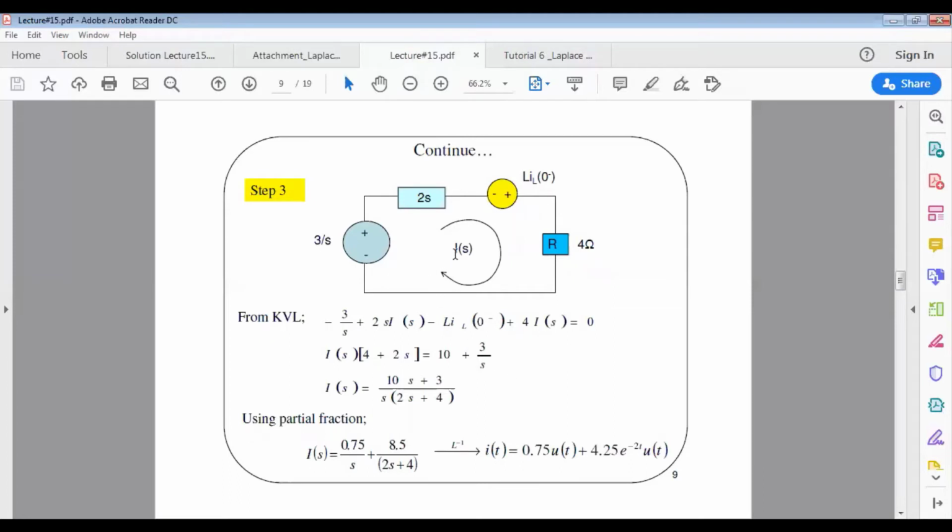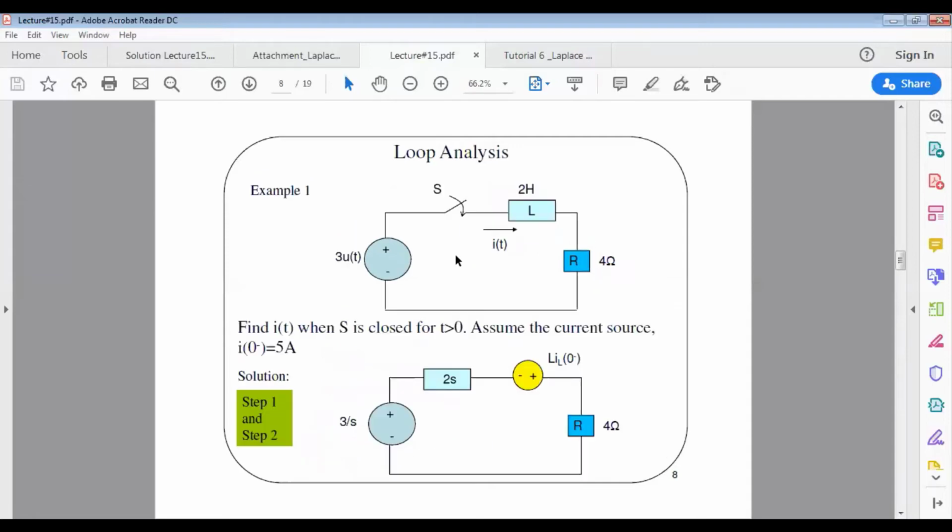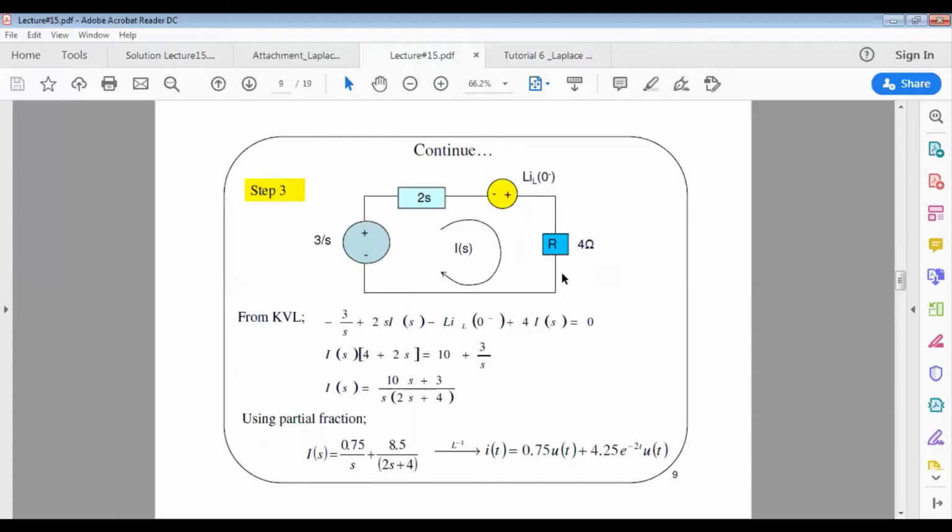Remember what the question is here? The question is to find i(t), the current in the circuit. So what we have to do now is write the equation of Kirchhoff voltage law. We are supposed to get negative 3 over S plus 2S of I(S) minus Li(0 negative) plus 4 of I(S) equals 0.